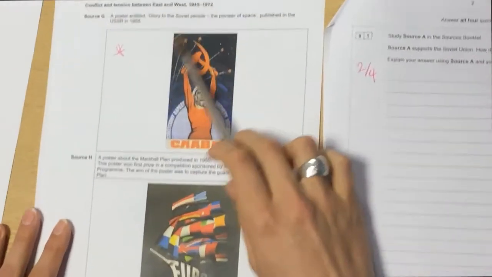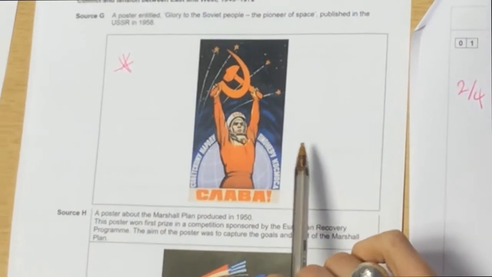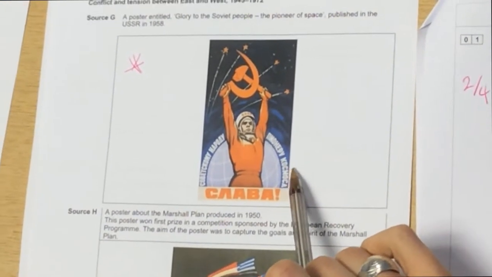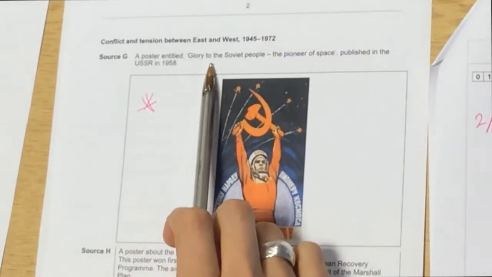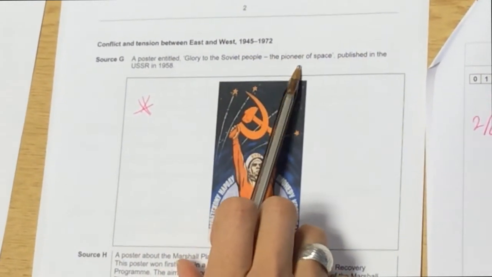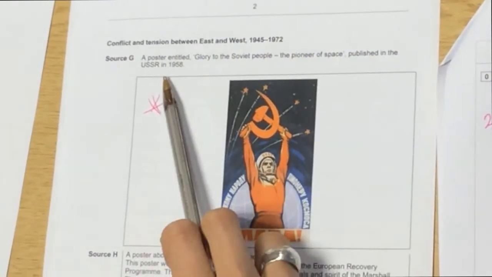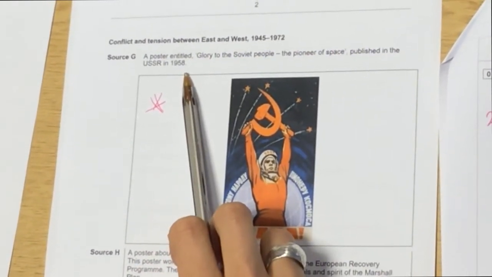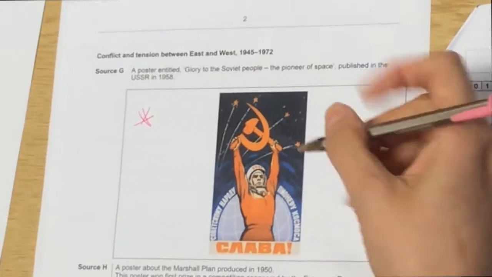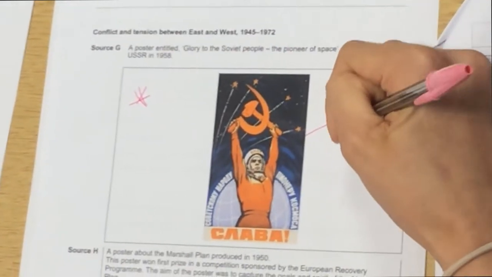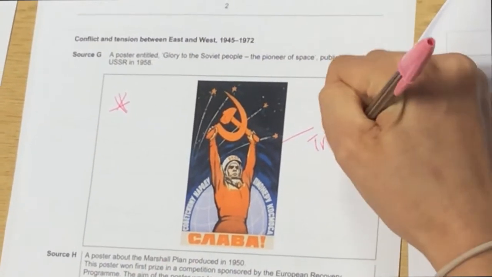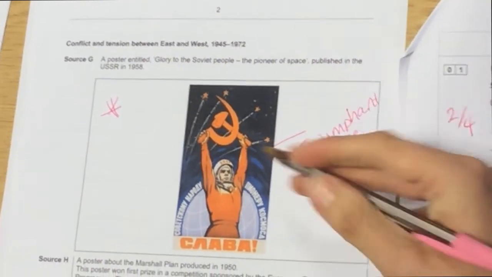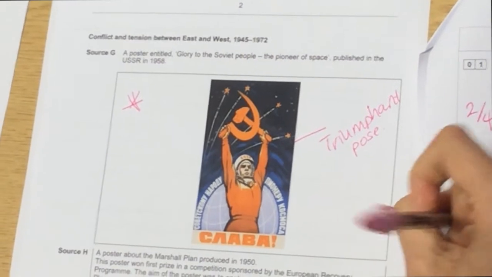So what is it about source A that supports the Soviet Union? How do we know? So firstly, it's a poster entitled Glory to the Soviet People, the Pioneer of Space, published in the USSR in 1958. So the first thing I'd say about this is what we'd call a triumphant pose. He looks pretty happy, pretty proud of himself, of everything that he's achieved.